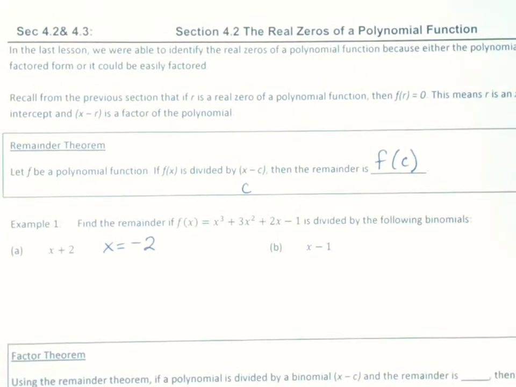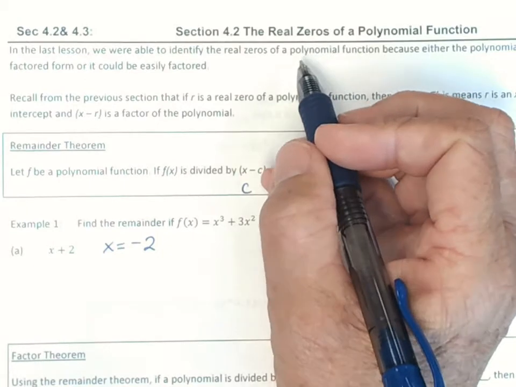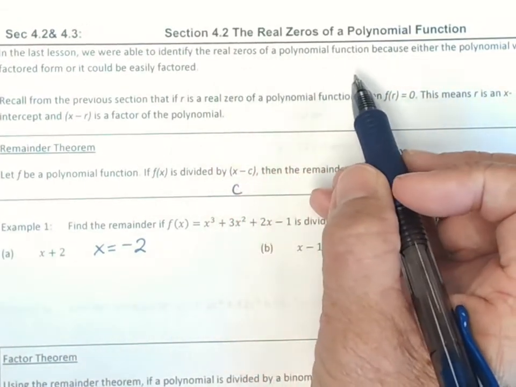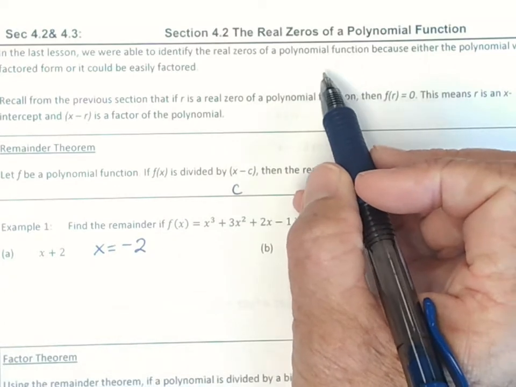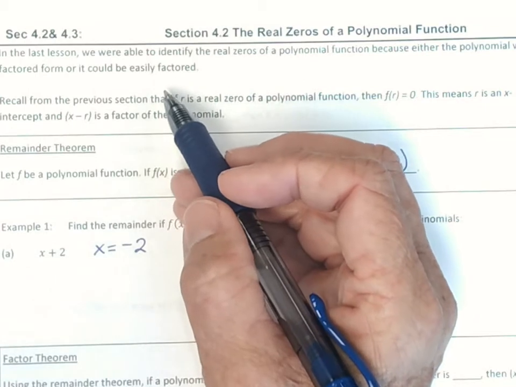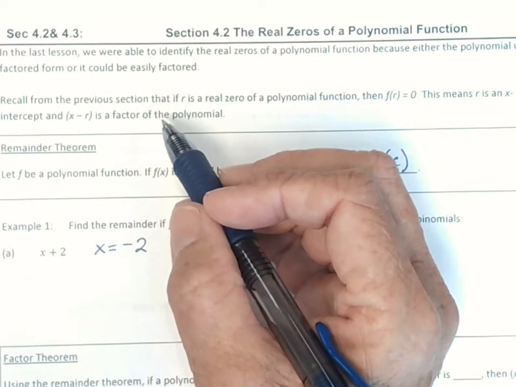All right, welcome to section 4.2. We're going to talk about the real zeros of polynomial functions. And last time, remember, we found how we could see if something was a real zero of a function because either it was already factored, which is very nice, and we love those problems, or you could easily factor it. But sometimes you can't easily factor something, okay?